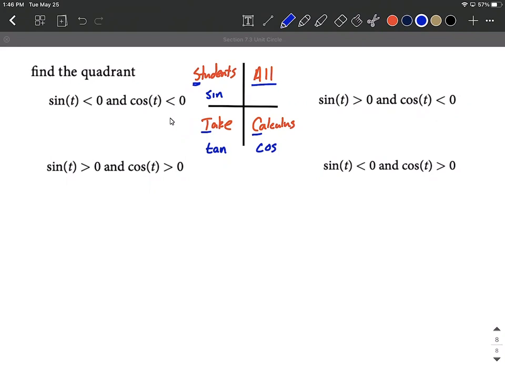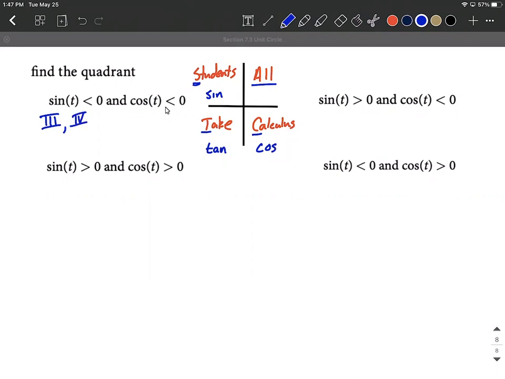So let's go through these one at a time and label these. One problem. All right. So we have sine of t is less than 0. That means it's negative. So where's sine going to be negative? Well, sine is positive in the first quadrant, positive in the second quadrant. That limits us to the third and fourth. So sine is negative in the third and negative in the fourth.